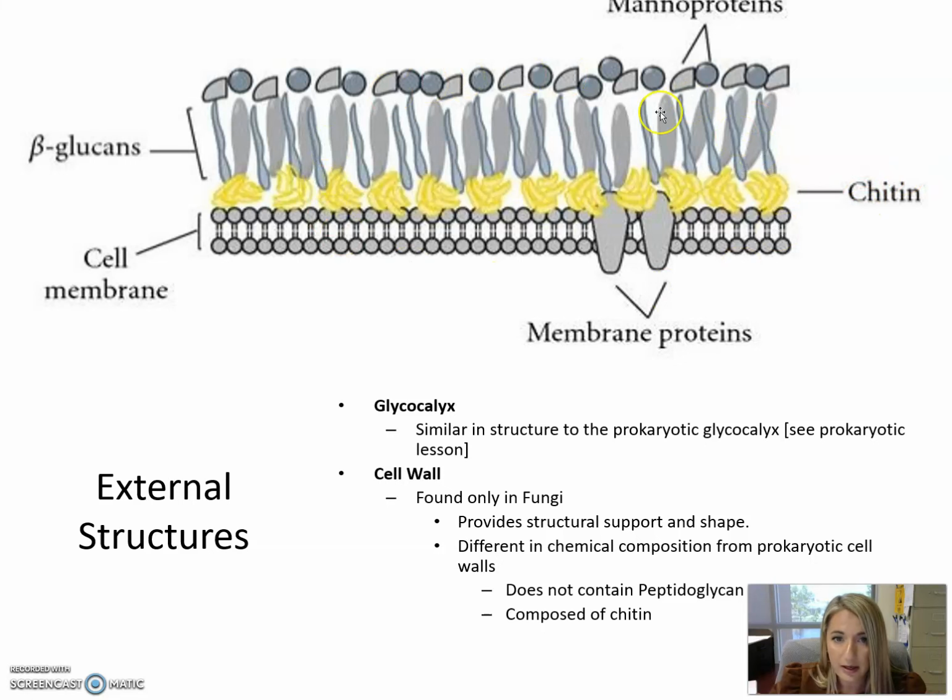So here we're looking at a fungal cell wall, and inside that cell wall we do have chitin. If this were a prokaryotic cell wall, it would look similar, except the cell wall would contain peptidoglycan. But as far as functionality, they have the same function, and that's to maintain cellular shape and support.